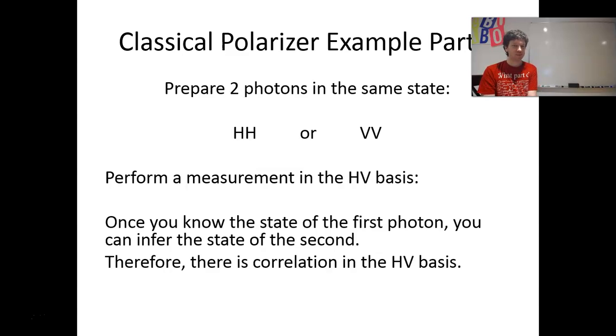So let's do a classical example here. Let's say I take two photons and I polarize them in the same state. So I'm defining their state. And I say they're either going to be both horizontally polarized or they're both vertically polarized. And what we're going to do is take one photon and measure it in the HV basis. When we measure it in the HV basis, if the photon's horizontal, it'll either 100% come through the polarizer or 100% not come through the polarizer. So we can clearly say, for example, this photon's horizontally polarized, so the other one must be horizontally polarized. So this is an example of correlation where the states are well defined.